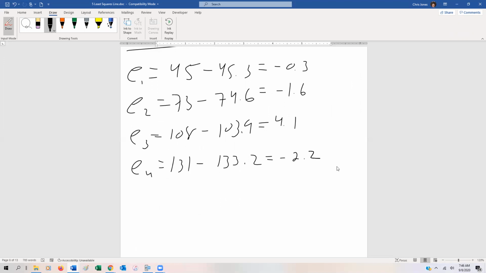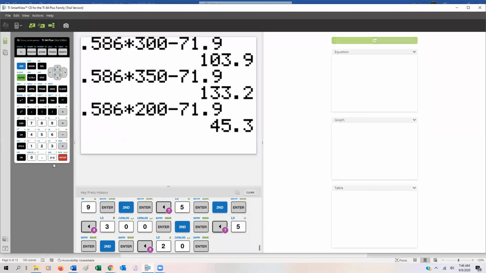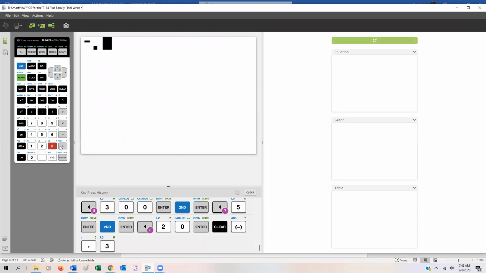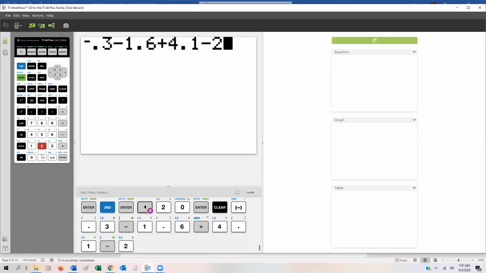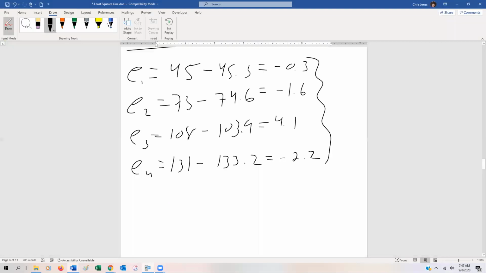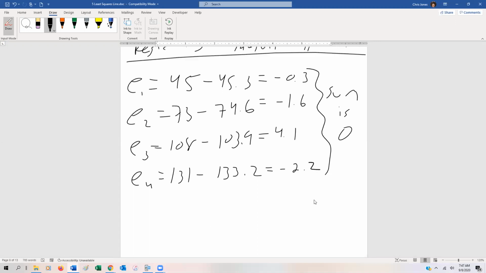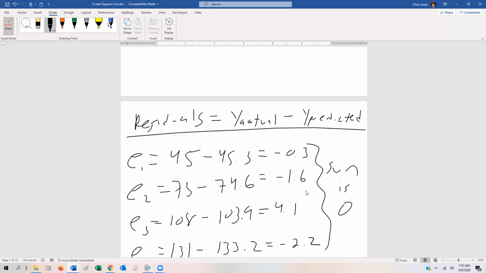One way to check this is to add these up. All right, so let's go ahead and add those just to show you what happens. So we have negative 0.3, and we have negative, what was it, 1.6, I think. And then we had 4.1, and then we minus 2.2. All right, we get 0. If that doesn't equal 0, that means you've done something incorrectly, unfortunately. All right, so that's our residuals. And that's actually part A for this entire problem.